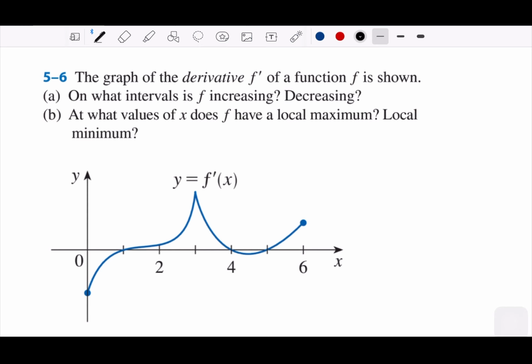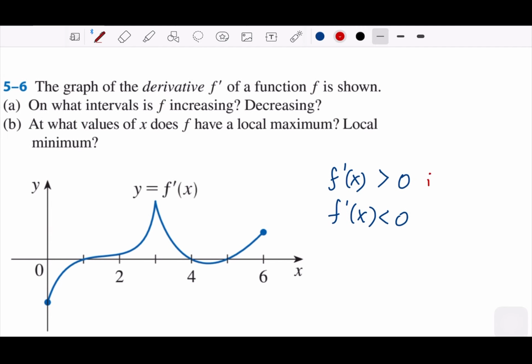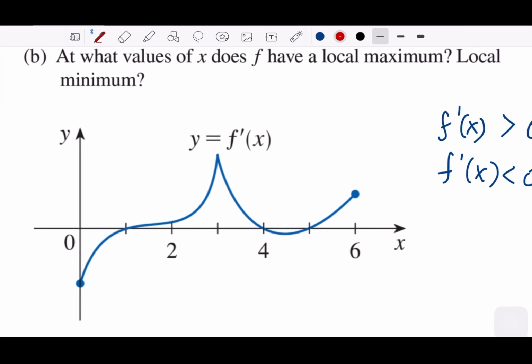So first, the implication of the f prime. We have two conditions. We have positive. We have negative. What happens if we have f prime positive? Increasing. Negative, decreasing, right? So this is increase, this is decrease. Now how can we know this is increasing, decreasing from the positive or negative?